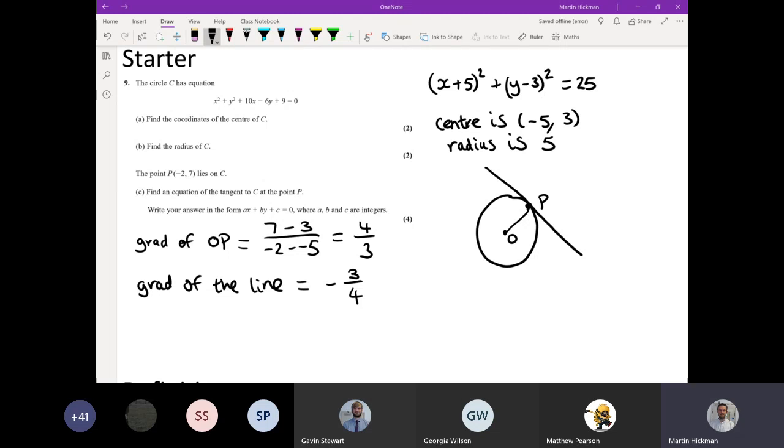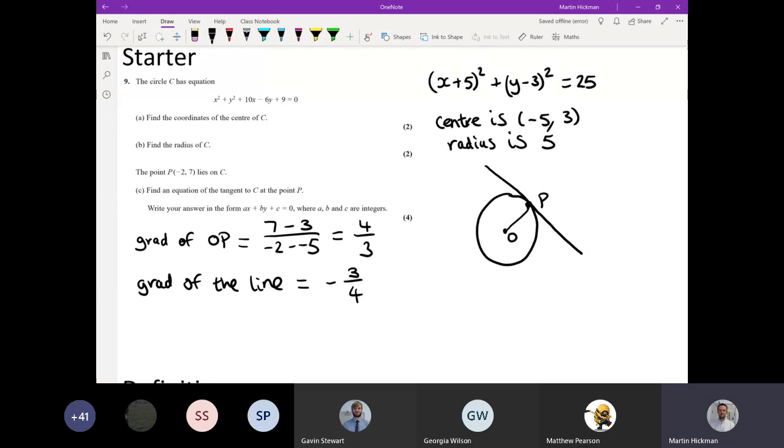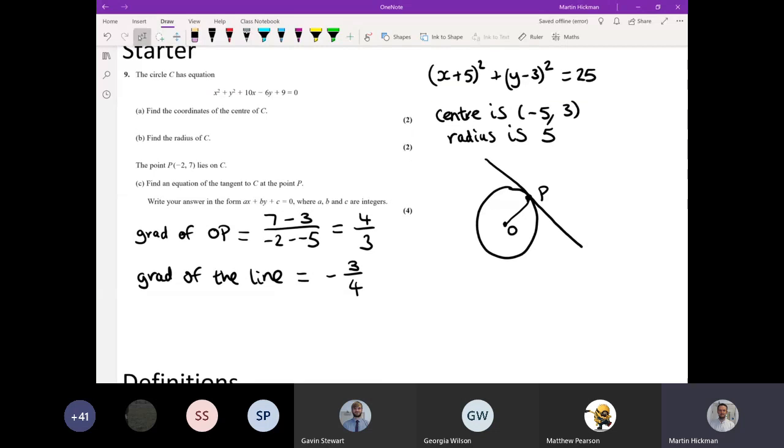So now you have that point -2, 7, and you've got the gradient of the line that's -3 over 4. I will skip ahead a few steps because I want you to have another go at this question if you didn't get it right.